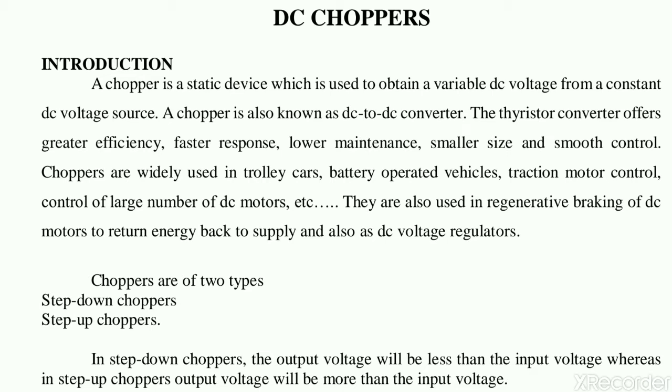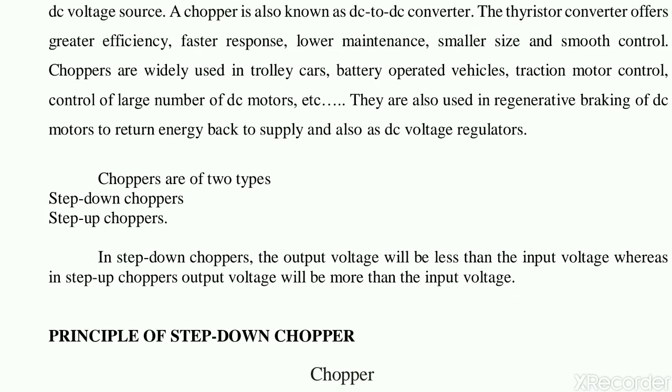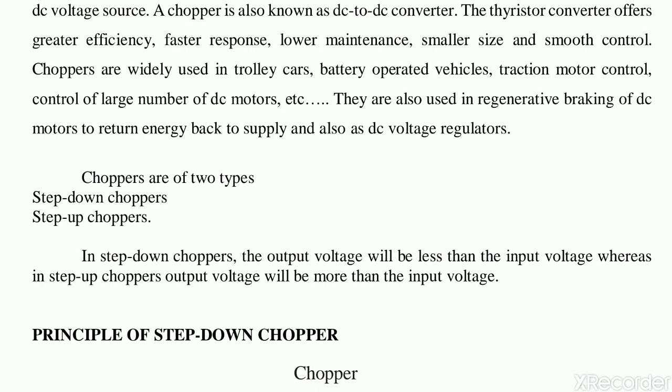So let's move forward to the chopper types. Basically there are two types of choppers used in circuits, step down choppers and step up choppers. What is meant by step down choppers? In step down choppers the output voltage will be less than the input voltage, whereas in a step up chopper the output voltage will be more than the input voltage.